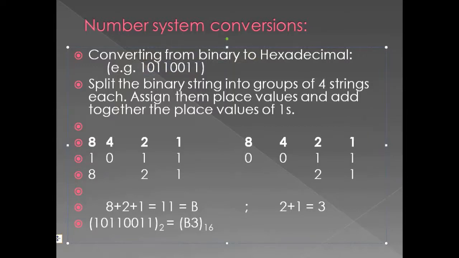Simply write 1, 2, 4, 8, or 2 power 0, 2 power 1, 2 power 2, 2 power 3, and then add the place values for ones together. 8 plus 2 plus 1 becomes 11, that means in hexa it is B, and 2 plus 1 equals 3, so the answer would be B3. First of all, we write this part, the part on the left hand side, and then the right hand side, and this becomes our hexadecimal answer.